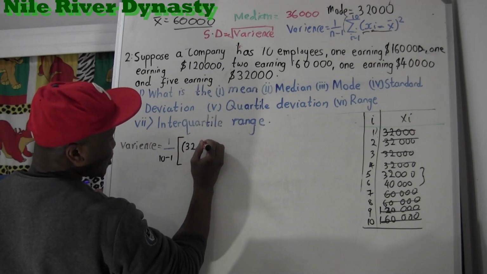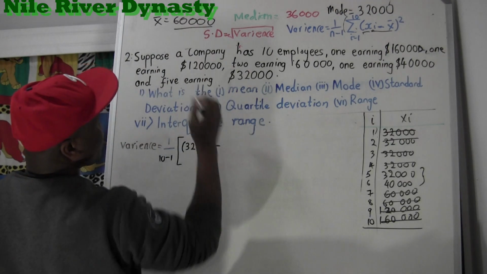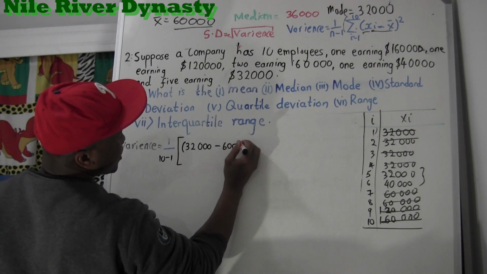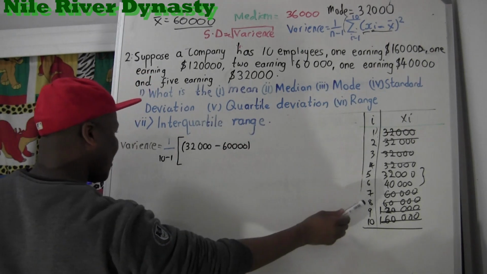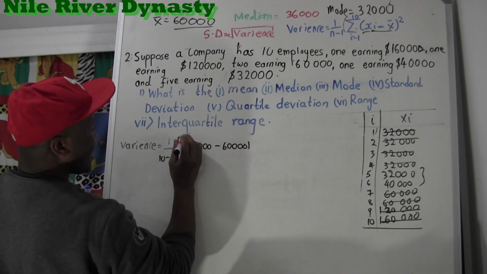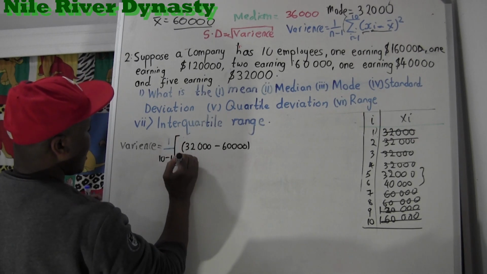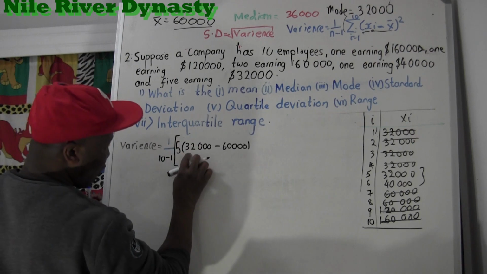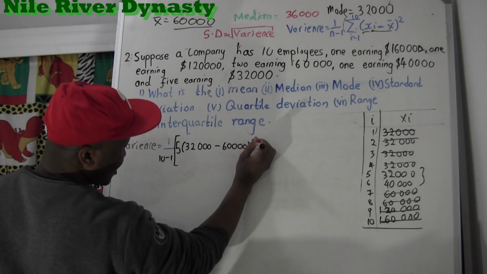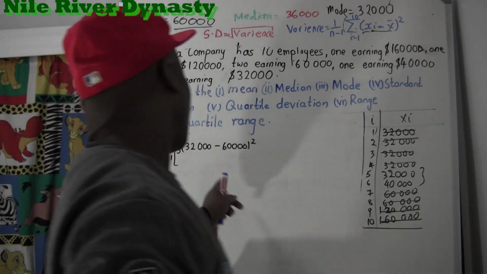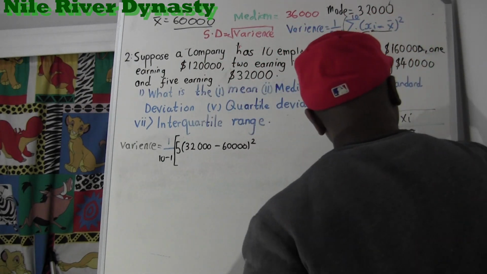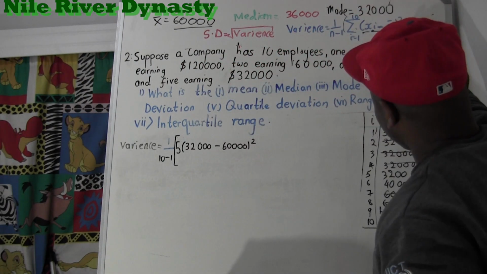32, 1, 2, 3, minus mean. What does that mean? Mean equals 6,000, 1, 2, 3, 4. But remember there are 5 of them. So I can just say, 5 of whatever I'm going to get here, but I must have it squared, you know what I'm saying? Because I'm going to have to say 32 minus mean and then square.